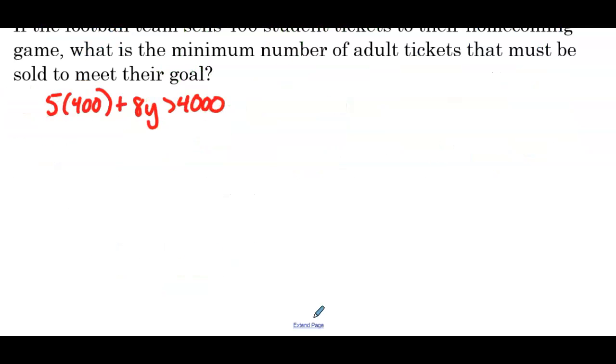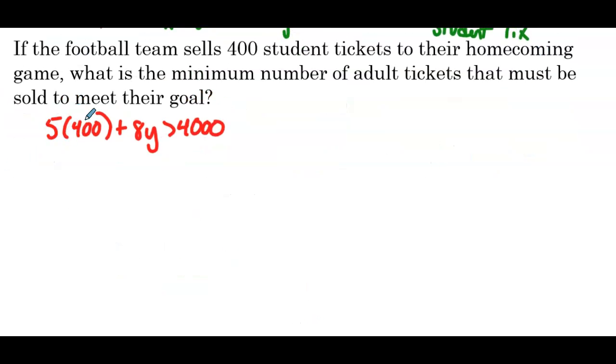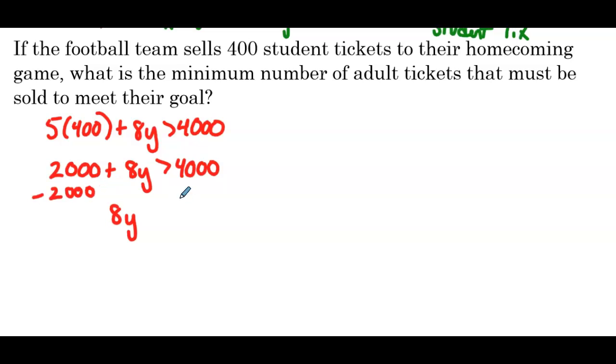And now we just solve this inequality the same way that we would. So we'd have 2,000 plus 8y is greater than 4,000. 8y, so subtract 2,000 on both sides. 8y is greater than 2,000. Divide both sides by 8. And we have y is greater than, let's get the decimal here, use the calculator. So 2,000 divided by 8, well, goes in nicely, 250. Okay, so y has to be greater than 250.